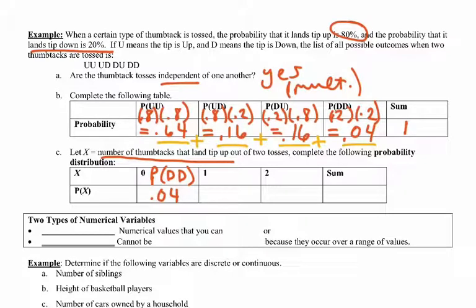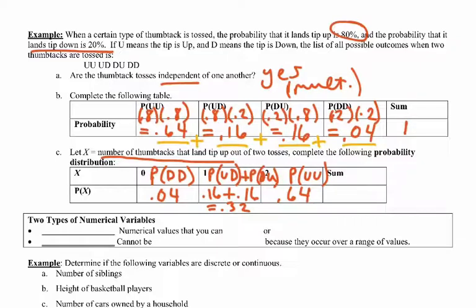How many ways could they land so that one of them lands up? Well, it could have been the up-down scenario, the probability of landing up-down, and then the down-up scenario, the probability of landing down-up. So that would be 0.16 plus 0.16, which of course is 0.32. And then how many ways could they land so that 2 tacks land up? That was only one way that could occur. That was the up-up scenario, and that probability was 0.64.